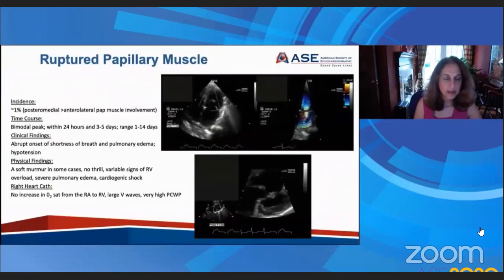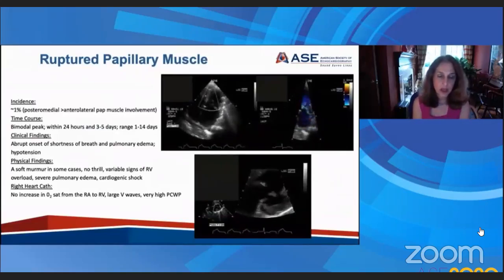On physical exam, there's a soft murmur in many cases, even though the MR may be severe. There's no thrill. There can be variable signs of RV overload, severe pulmonary edema, and cardiogenic shock. If a right heart catheter was in place, there would be no step up in the oxygen saturation from the RA to the RV, although we would see large V waves and a high pulmonary capillary wedge pressure.